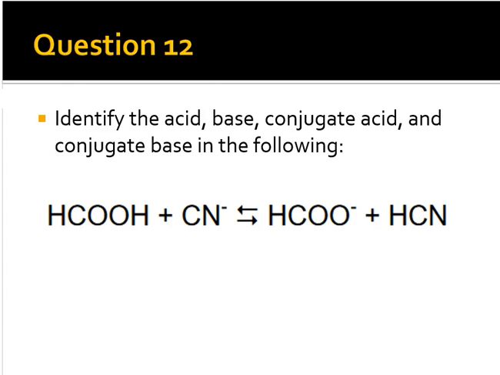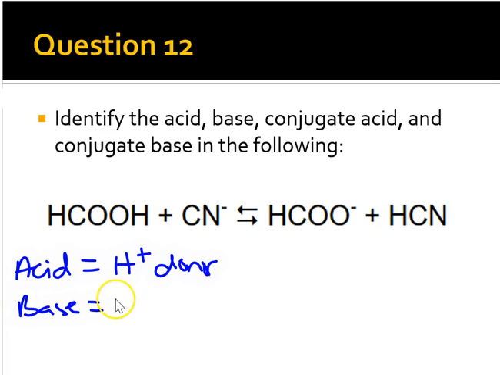And last but not least, question 12. It says identify the acid, base, conjugate acid, and conjugate base in the following. So remember that you have to go back to the definitions of a Bronsted acid and a Bronsted base. A Bronsted acid is defined as a hydrogen donor. Okay, so it's going to give up its hydrogen. A Bronsted base is going to be classified as a hydrogen acceptor.